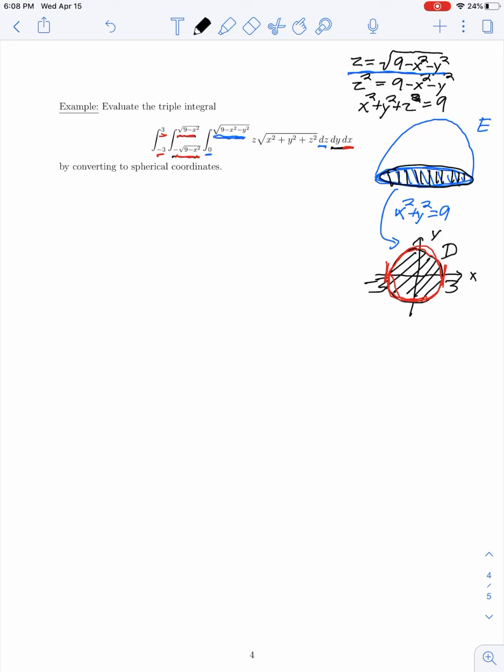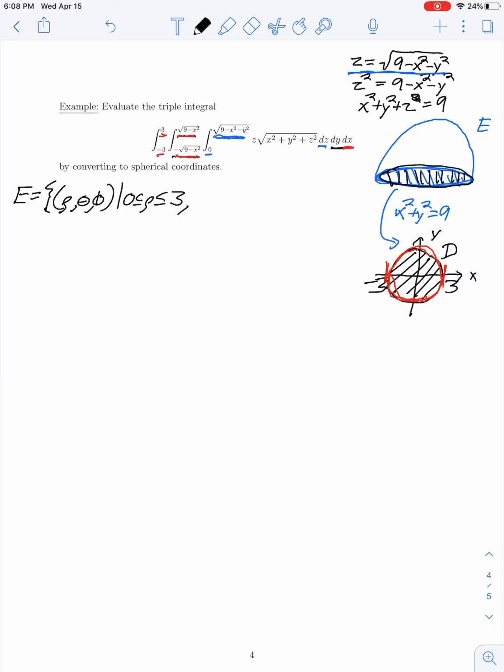So in this example, let's see if we could describe E in terms of the spherical coordinate system. Here we would have the set of all points whose coordinates are rho, theta, phi, where rho, the radius of my sphere, could range from 0 to 3.